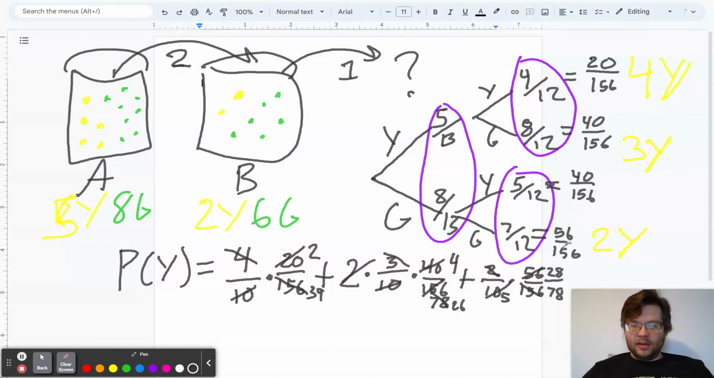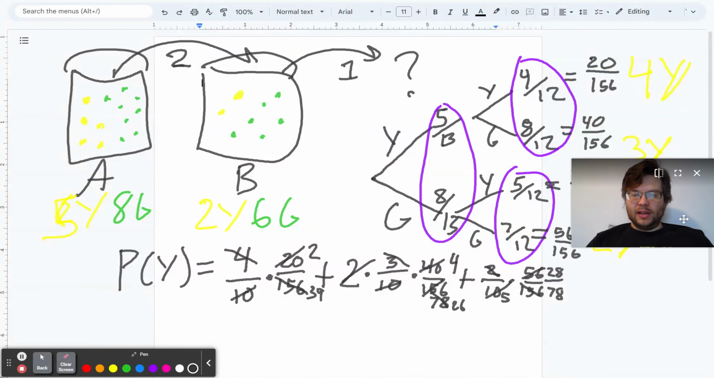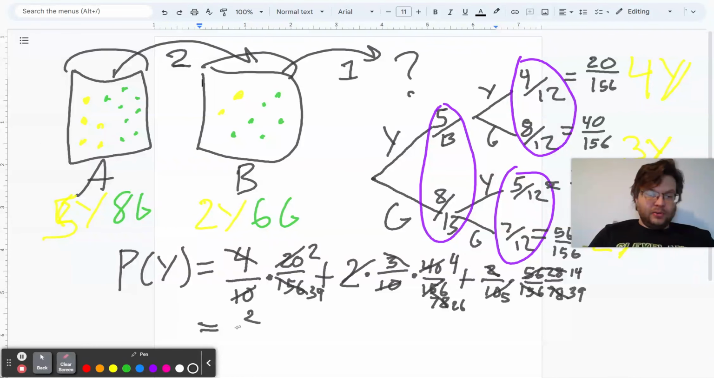28 and 78 are both even. So 14 over 39. So, fun with fractions. You can also just type it all into a calculator. It's also non-zero probability that I screwed up along there somewhere.